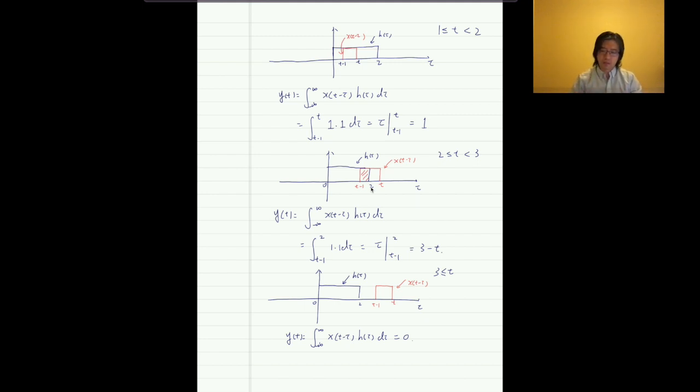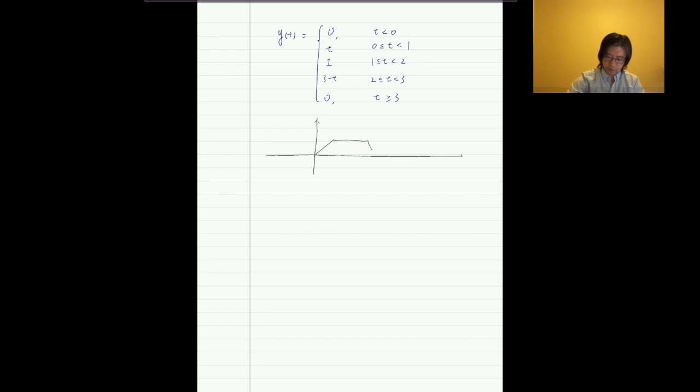Okay, so now we can summarize the final value. It's a piecewise function, as follows. When t is between 0 and 1, what we have is t. When t is bigger than 1 and less than 2, we have 1. When t is bigger than 2 and less than 3, we have 3 minus t. And lastly, we have 0 when t is bigger than or equal to 3. Okay, so if we want to sketch it, it will be something like this. Here's 0, here's 1, here is 2, and here is 3.